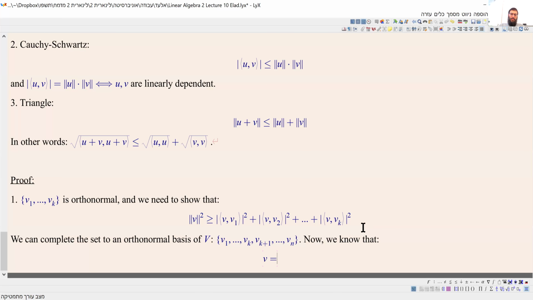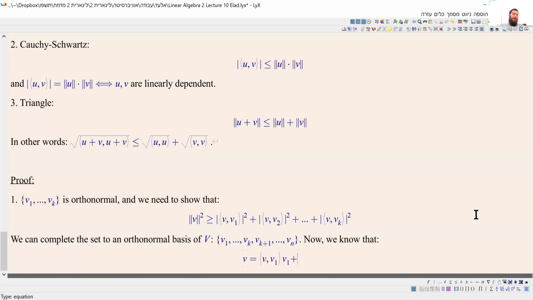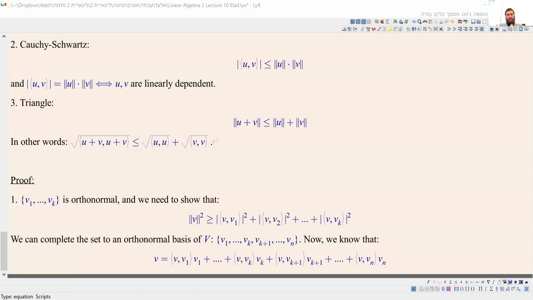Now, we know that the vector V can be described as the following linear combination: the inner product of V with V1 times V1, plus the inner product of V with V2 times V2, and so on, up to K, then K plus 1, and finishing with N. These are the scalars in the linear combination, as already shown three weeks ago. What happens when we look at the norm squared?